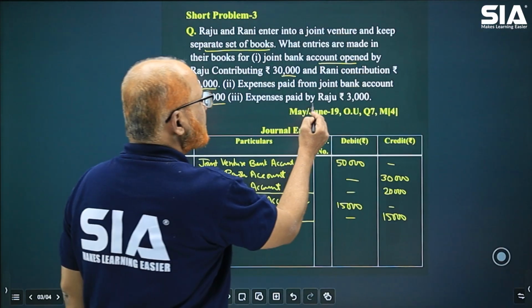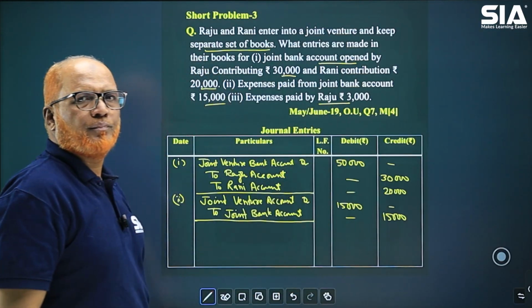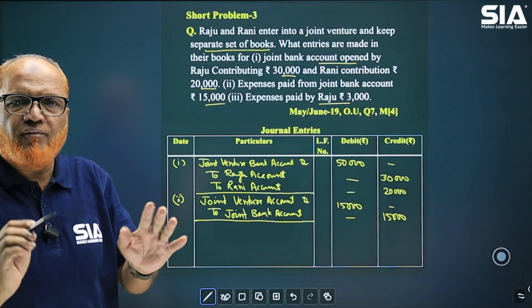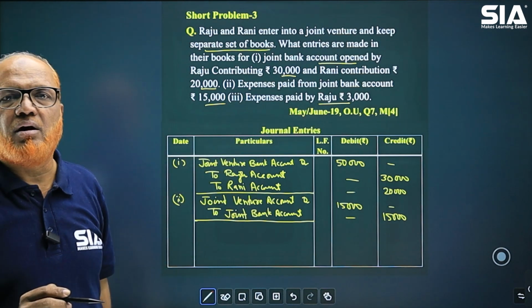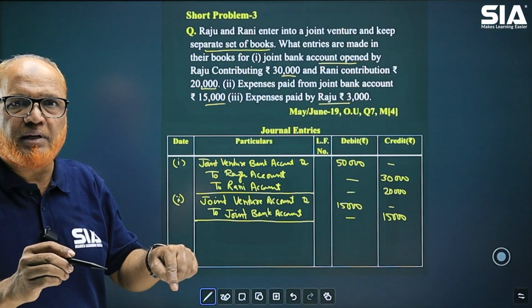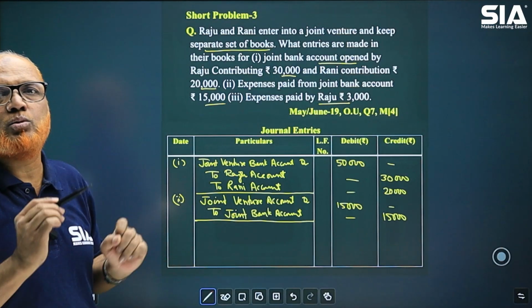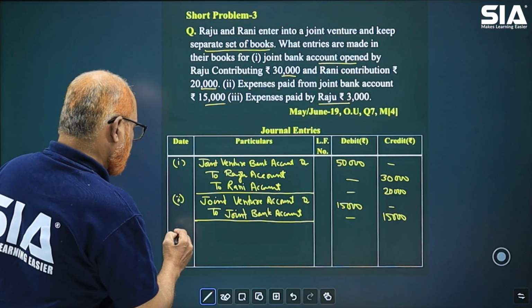Lastly, expenses paid by Raju. Now these expenses are not paid from joint bank account. It is paid by one of the co-venturer, Raju. It is an expense. So joint venture account should be debited. Third entry.